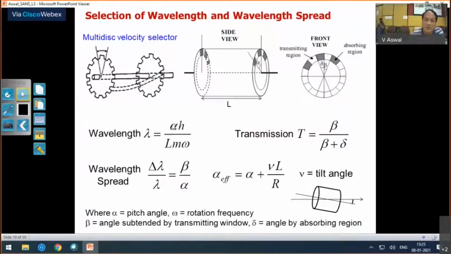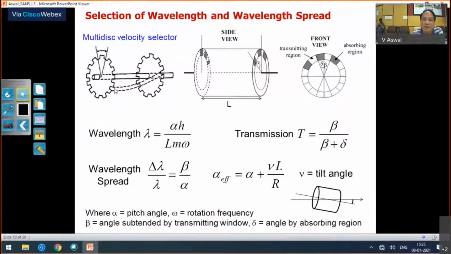Alpha is the pitch. So this is the angle moved by the velocity selector on one rotation. As the neutron passes from this end to this end, how much angle this drum has moved, that is called the pitch. So typically, I think a few degrees, usually this has h, the Planck constant.